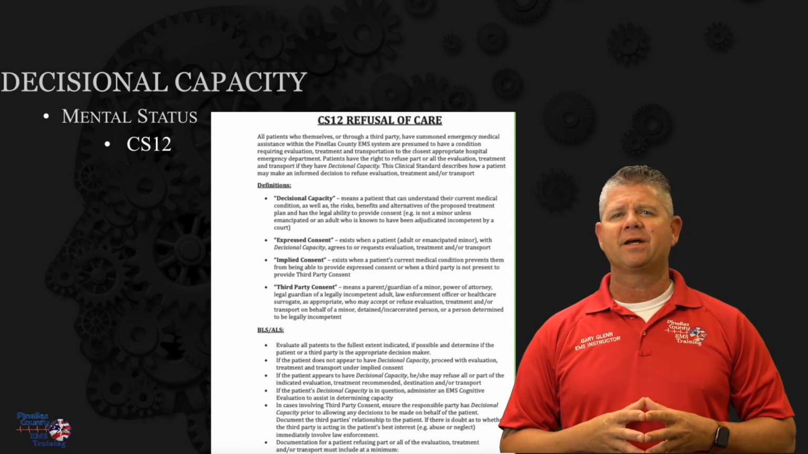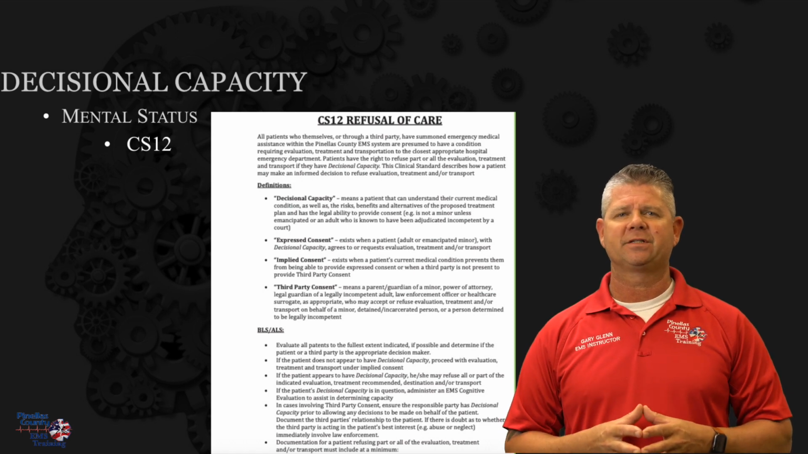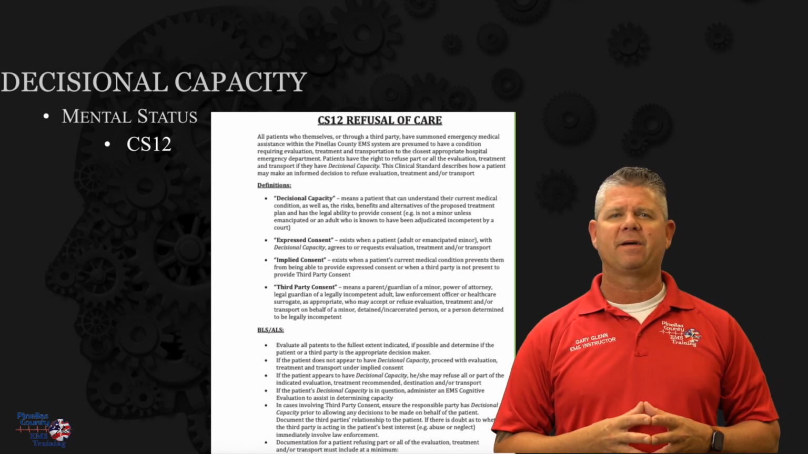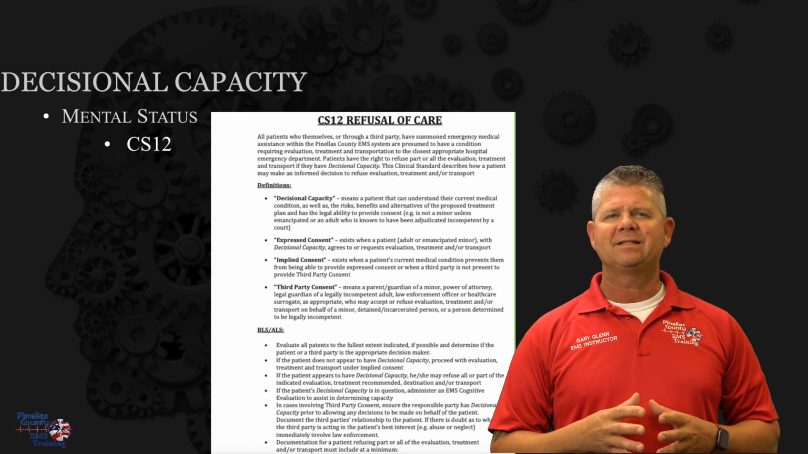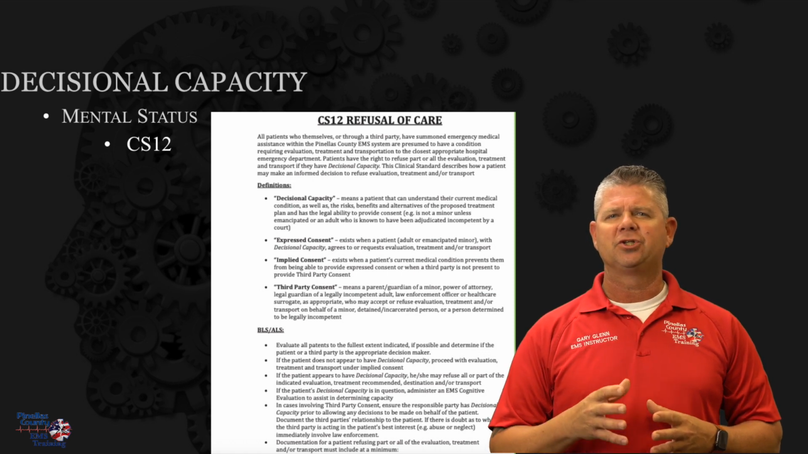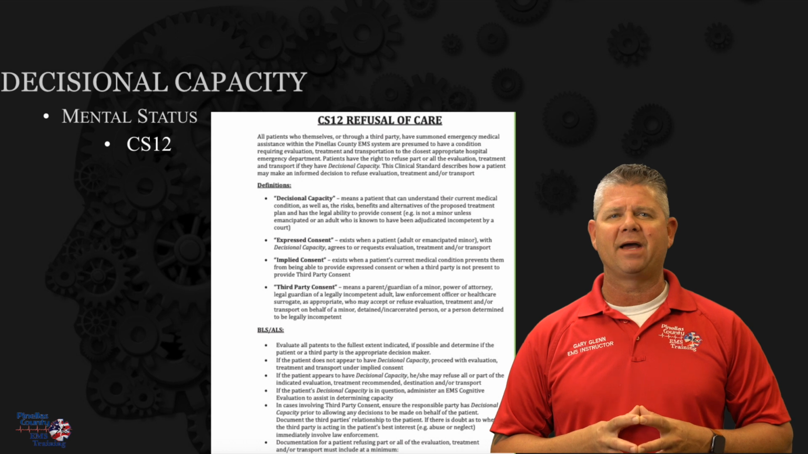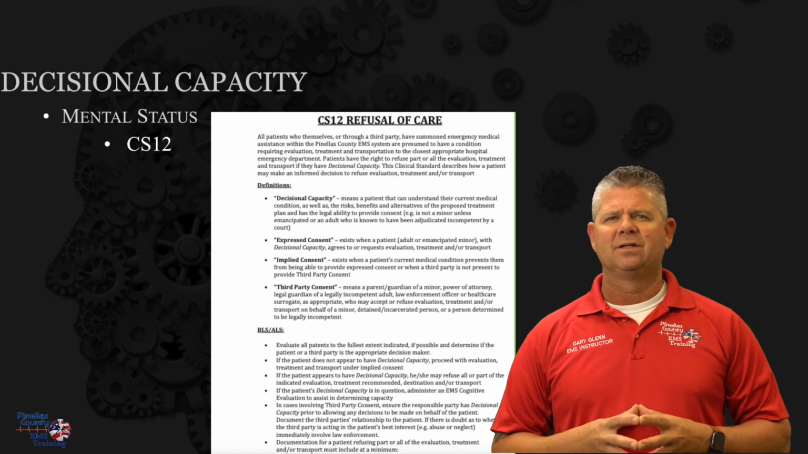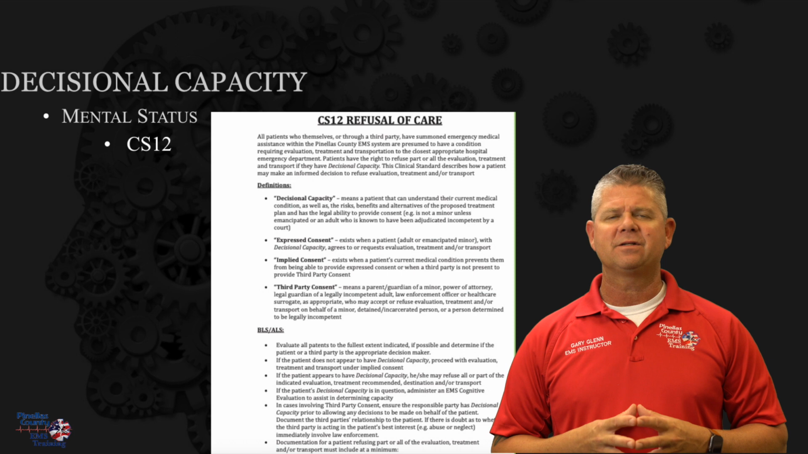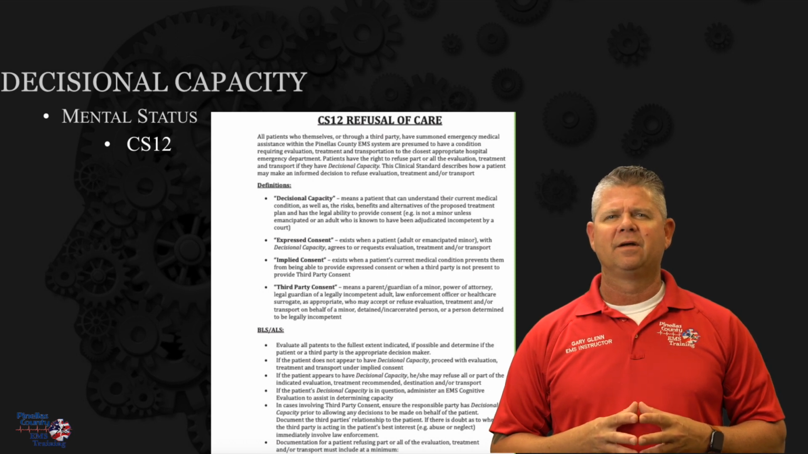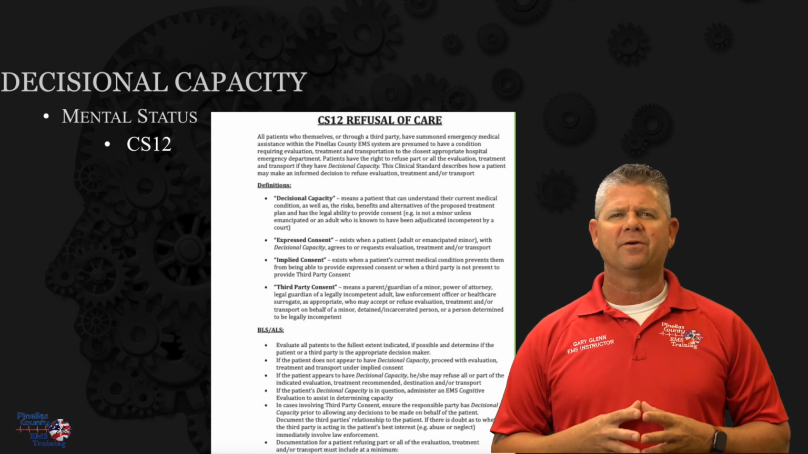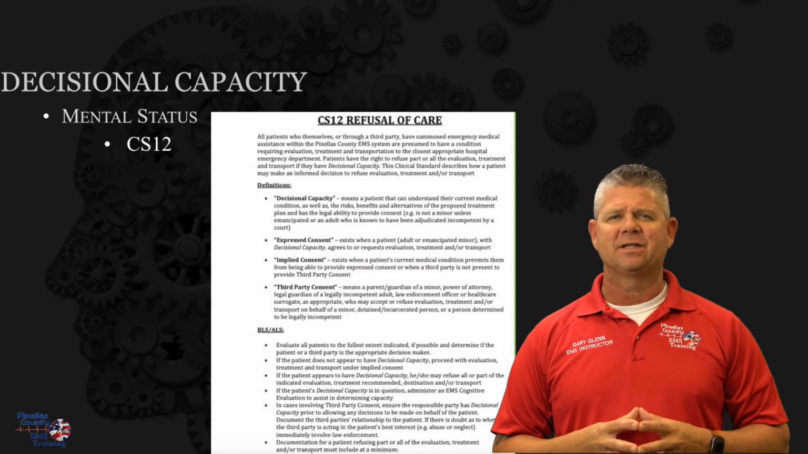If the patient's decisional capacity is in question, administer the EMS cognitive evaluation to assist in determining capacity. In cases involving third-party consent, ensure that the responsible party has decisional capacity prior to allowing any decisions to be made on behalf of the patient. Document the third party's relationship to the patient. If there is any doubt as to whether the third party is acting in the patient's best interest, i.e. abuse or neglect, immediately involve law enforcement.